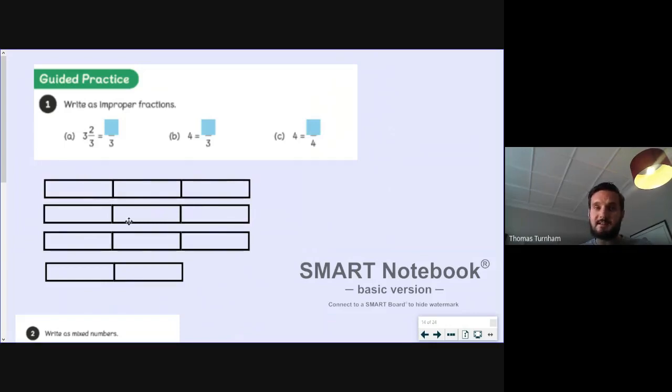I can draw it out like this. You might have realized that I can times my 3 by the denominator. 3 wholes split into 3 parts is the same as 3 times 3. So I know that 3 wholes is 9 thirds. But I also had this 2 thirds here. So I add that to my 9, 10, and 11. So 3 2/3 is the same as 11 thirds.